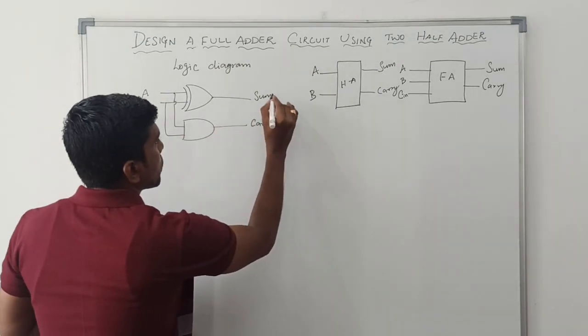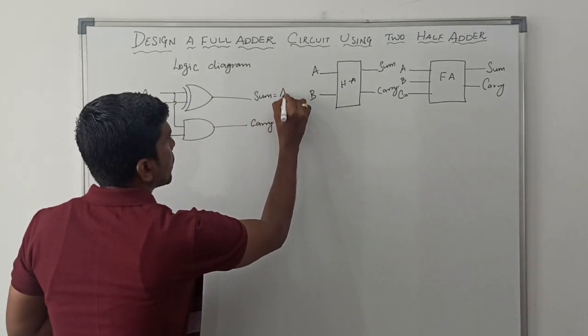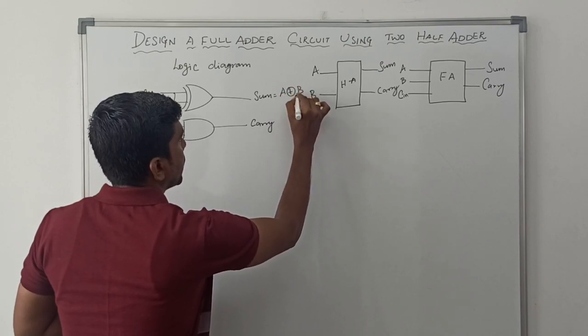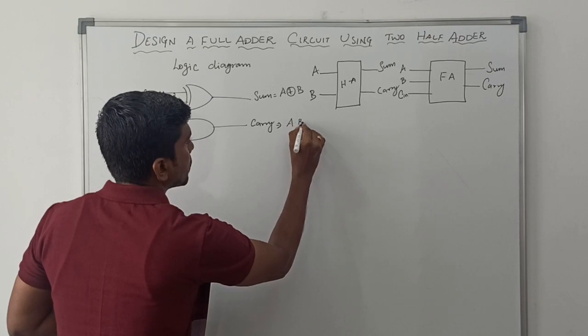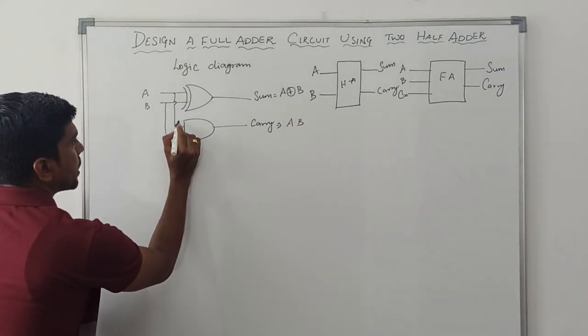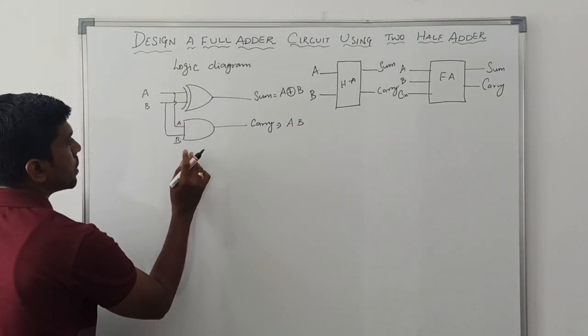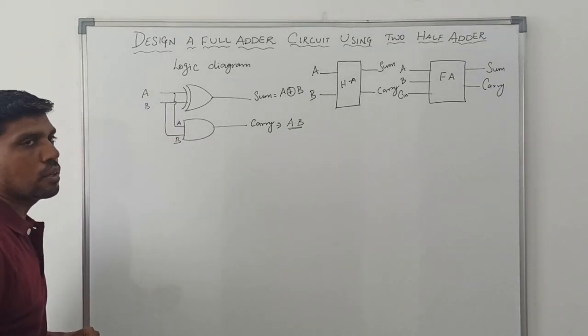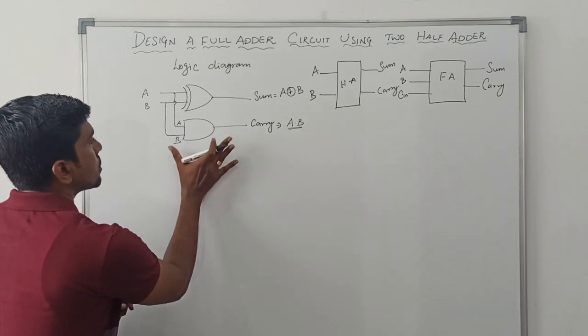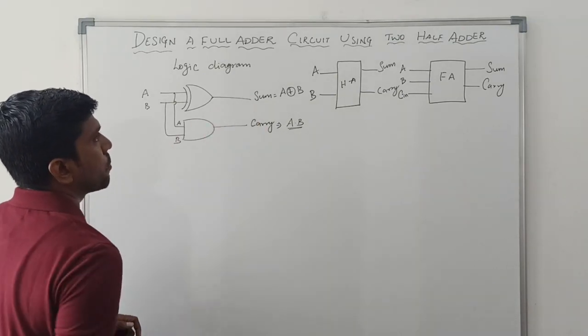The equation of sum is A XOR B. The equation of carry is A dot B. The inputs of the AND gate are A and B, and at the output of the AND gate you get the expression A dot B. So this is the simple logic diagram of the half adder circuit.